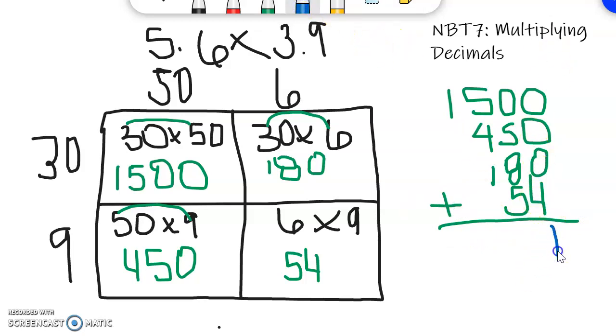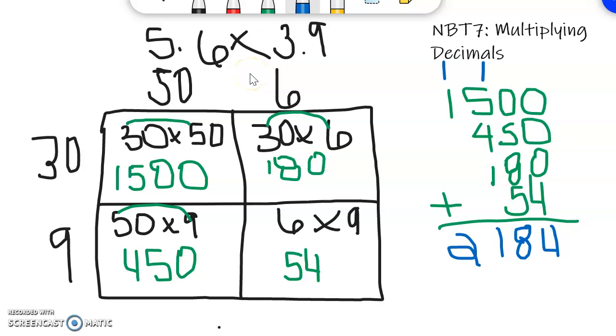0 plus 4 is 4. 5 plus 8 is 13. 13 plus 5, 14, 15, 16, 17, 18. The 8 goes down low in the tens place, and the 1 is regrouped up top to the hundreds. 5 plus 1 is 6. 6 plus 4, 7, 8, 9, 10. That's 10. 10 plus 1 is 11. 1 goes in the hundreds place, and the other one is regrouped up top to the thousands place. 1 plus 1 is 2.